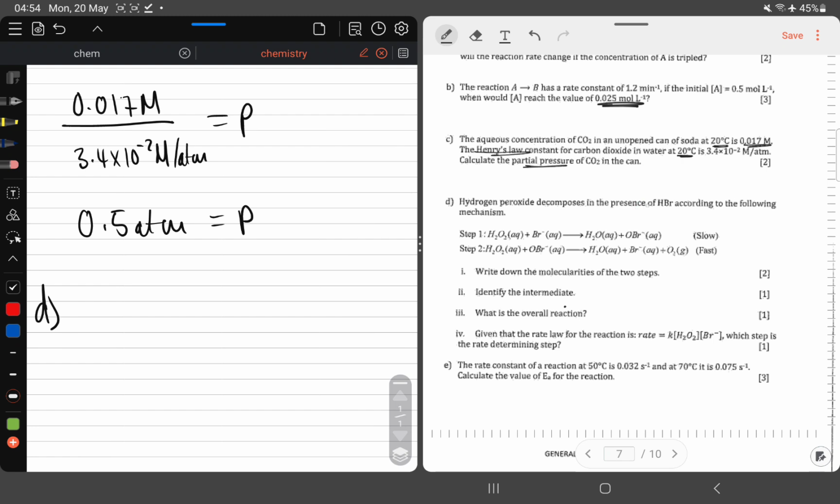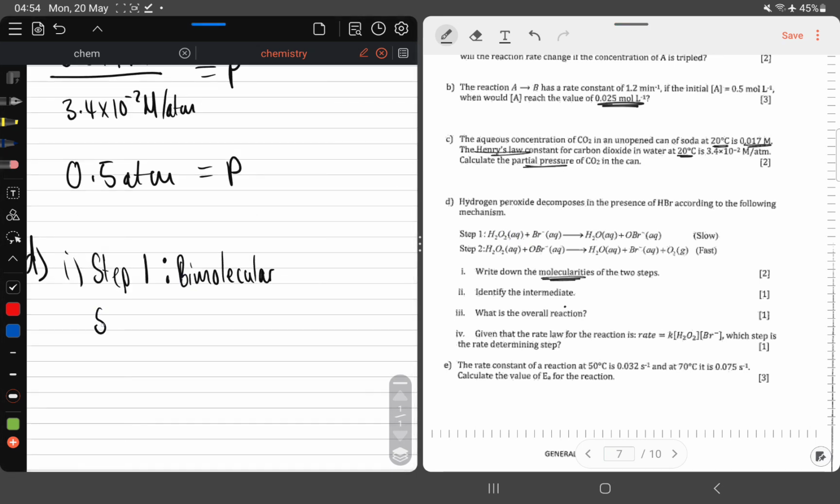Hydrogen peroxide decomposes in the presence of HBr according to the following mechanism. Write down the molecularities. Step one: molecularity means the total number of molecules in the reactants. Here we have one and one, and when we add them it's 2, which we call bimolecular. One is unimolecular, 2 is bimolecular, and a total of 3 would be termolecular.